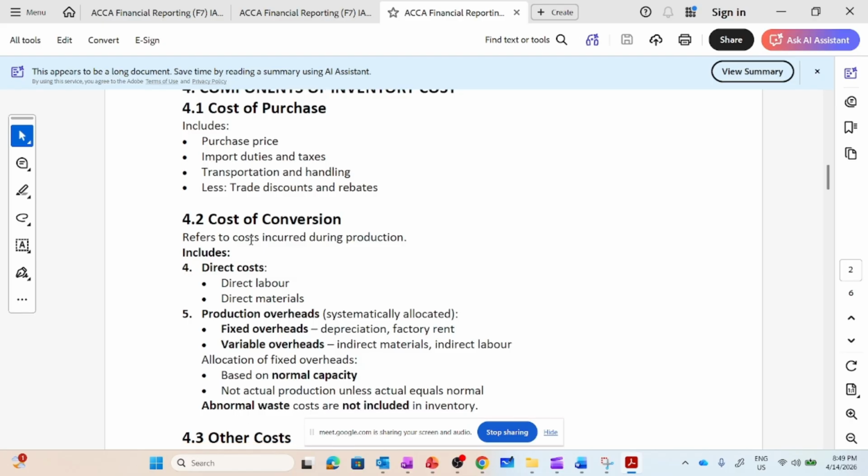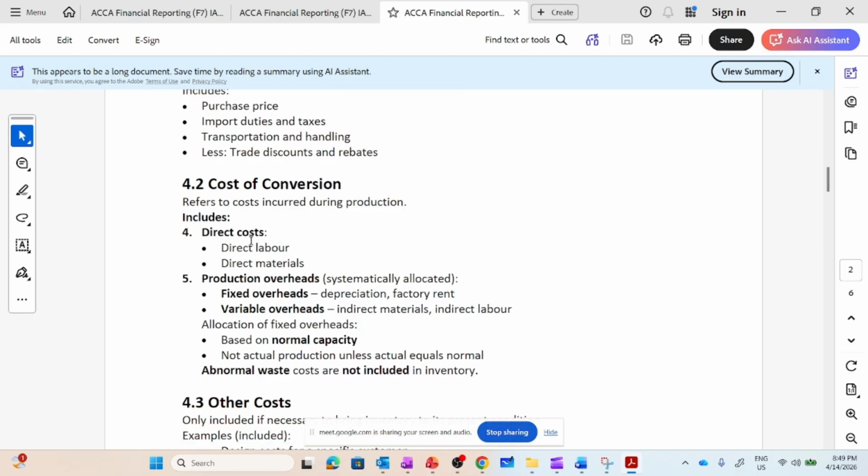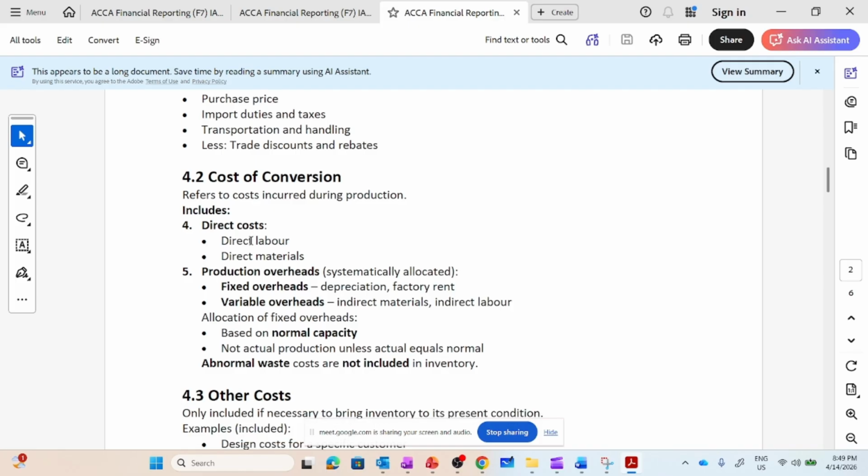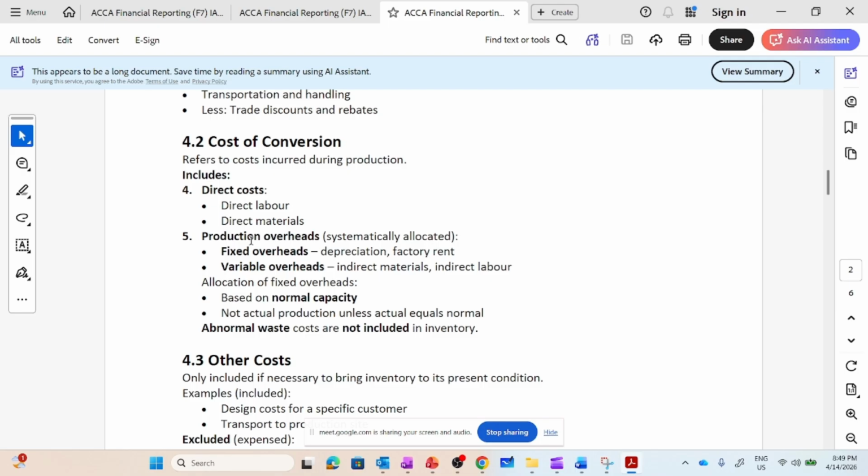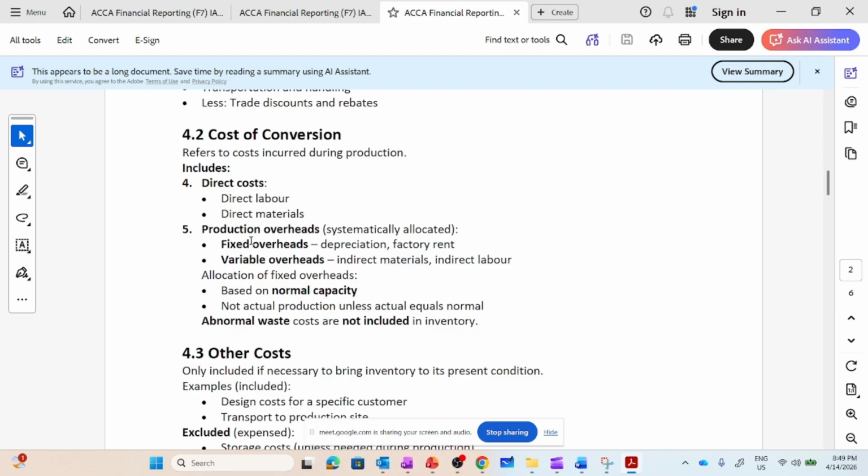Then for the conversion cost, we have direct costs. For example, the cost that we are going to pay to laborers to convert the raw material into finished good, the direct material. So we have the production overhead, which can be systematically allocated, whichever the situation might be. We can consider it. If we have a specific machine that is used to support the production process, those depreciation that we are going to charge on the machine, the rent that we are going to pay for the factory that relates specifically for the production, those charges should be included as part of the cost of the assets.